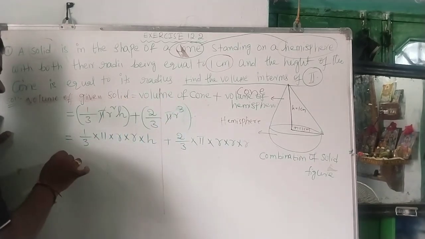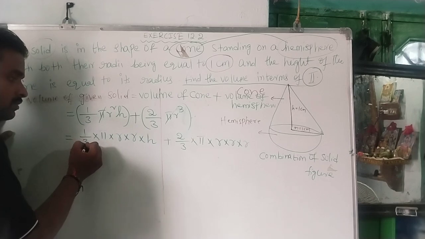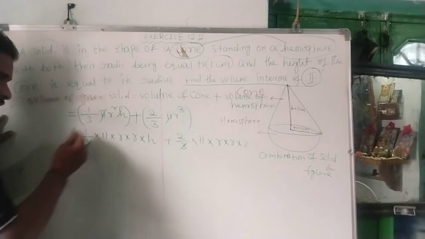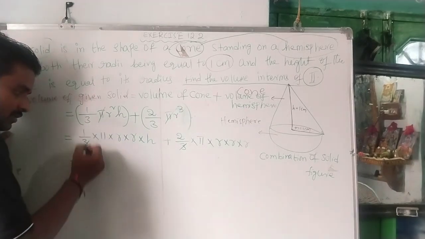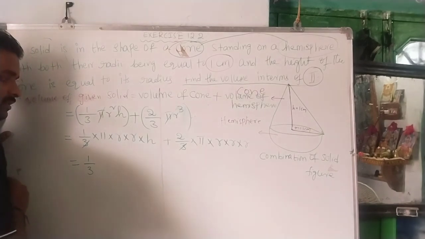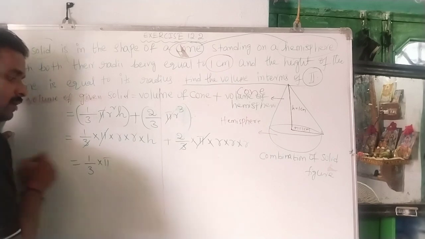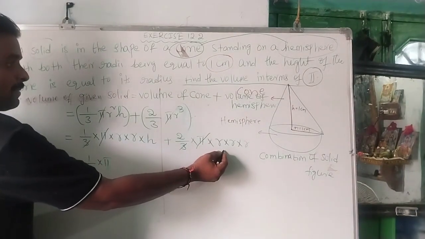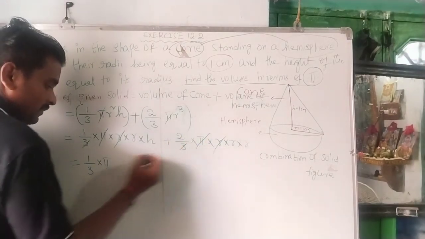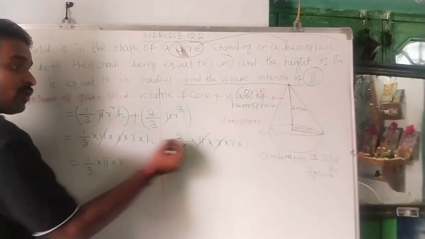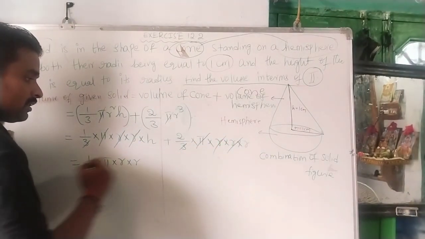Now identify the common terms here. What are the common terms? 1 by 3 is common. So first take 1 by 3. Next pi is common, so 1 by 3 into pi is common. The radius is the same actually: cone radius and hemisphere radius are the same. So r is common into r. Again one more r is there. R common into r. Right? Now write the remaining terms.